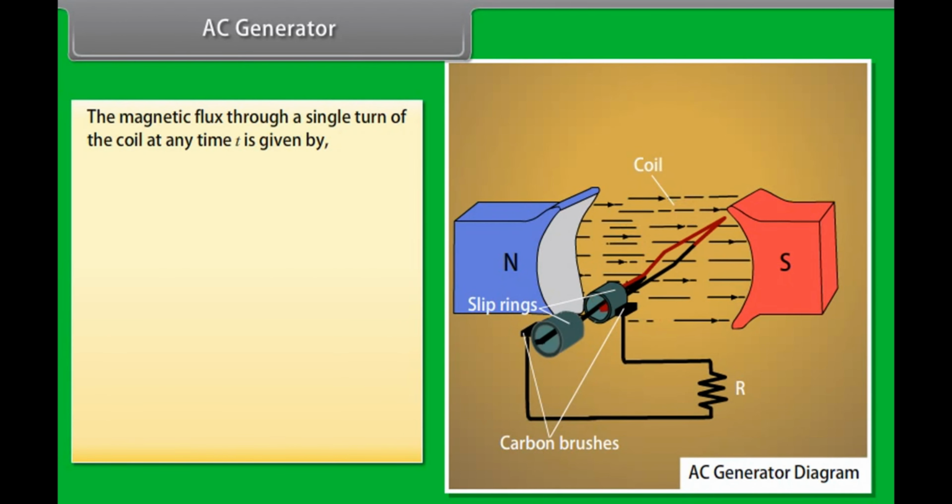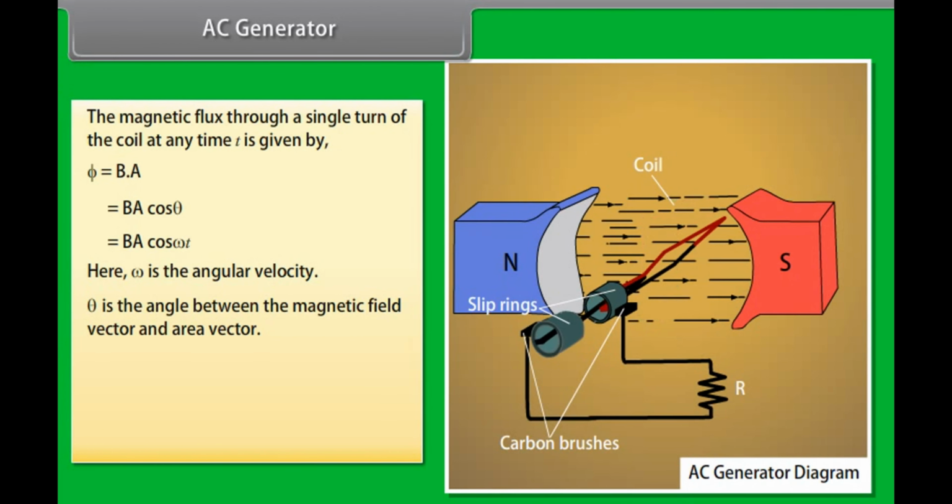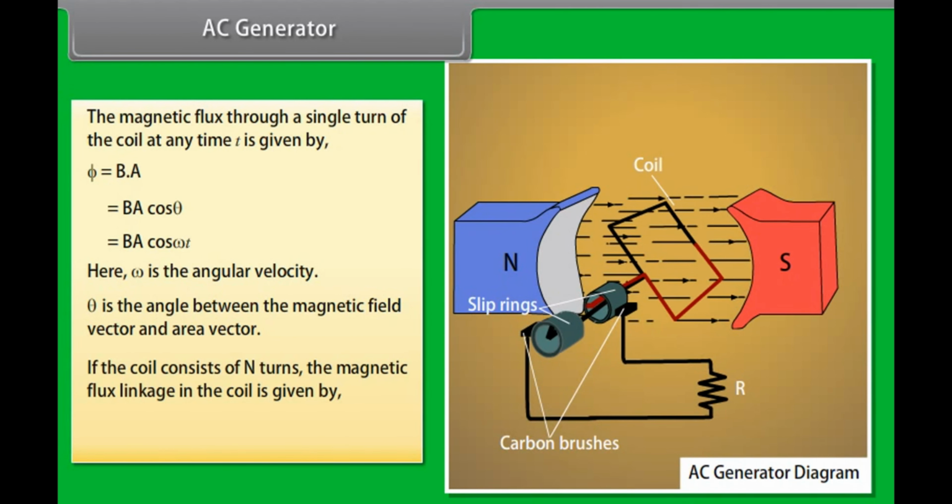The magnetic flux through a single turn of the coil at any time t is given by the dot product of B and A, which is equal to BA cos θ. It can also be written as BA cos ωt. Here ω is the angular velocity and θ is the angle between the magnetic field vector and area vector. If the coil consists of N turns, the magnetic flux linkage in the coil is given by NBA cos ωt.